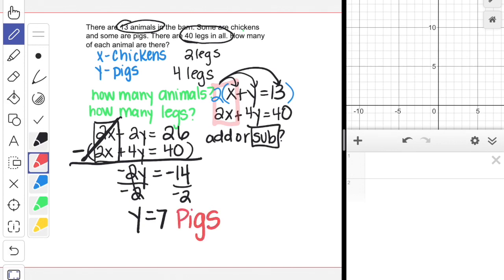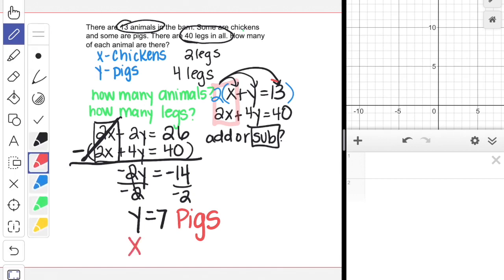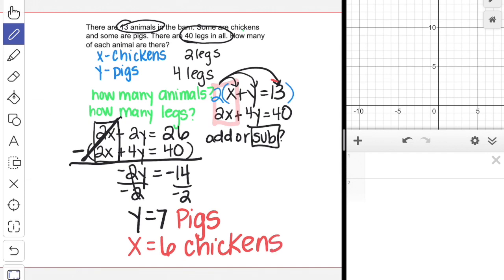If we have 13 total animals and 7 of them are pigs, then that means my x has to be 6 chickens. And again, I could plug that back in and also solve the equation the same way.